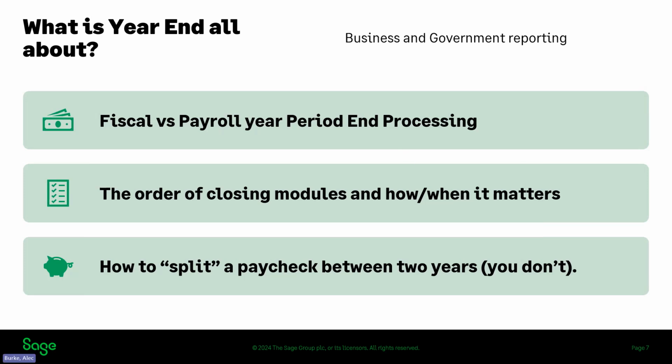Payroll year versus fiscal year is always going to be centered around the calendar year as the standardized period for reporting wages. A super common question we get at the end of the year is, how do we split a paycheck between 2 years? And the answer is, you don't. The date on a paycheck will always be the driving factor. The check date is the determining factor when assigning wages to the year.